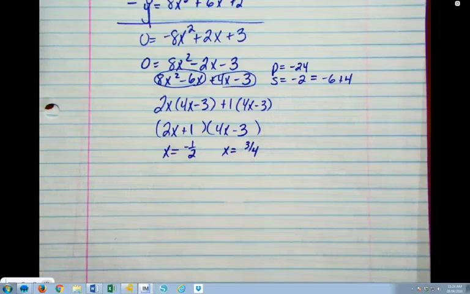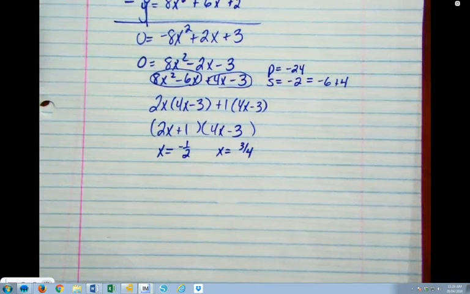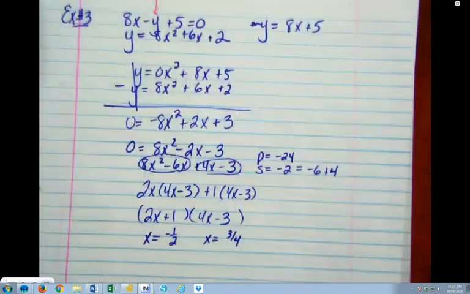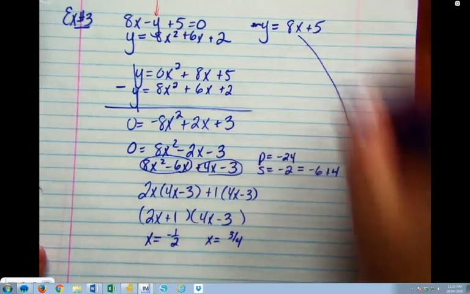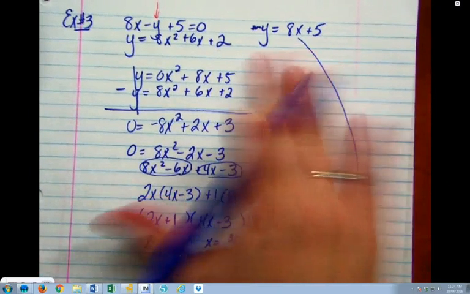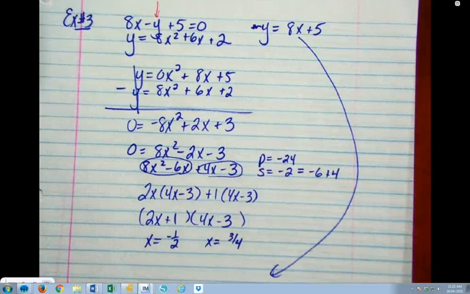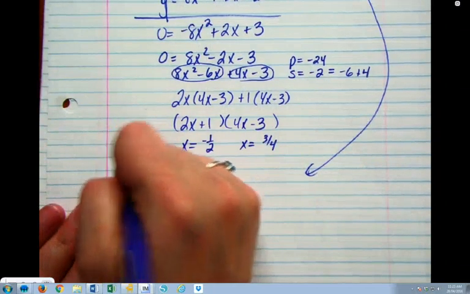Can we have fractions? Yes. Why? Because it just means it doesn't cross right at an even point, and that's okay. Are we done? No. What do we need to do now? Where do we find the y in all of this mess? That's why I always kind of do it off to the side, just so it's easy to pick off in the last step.